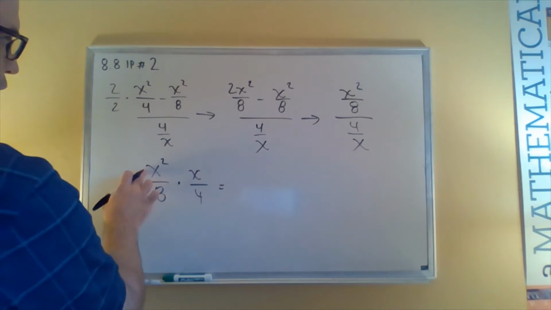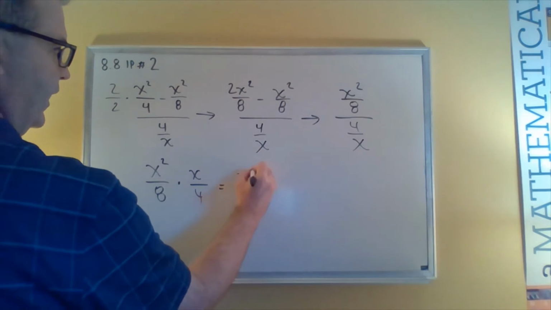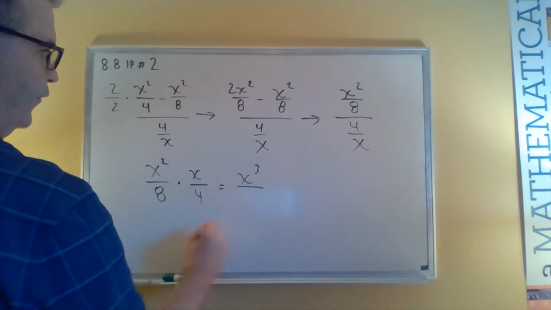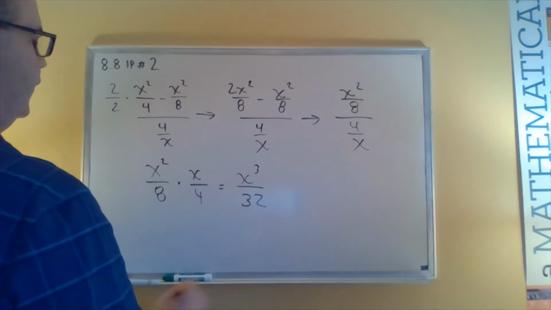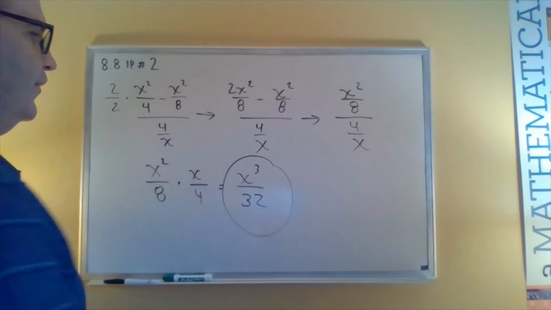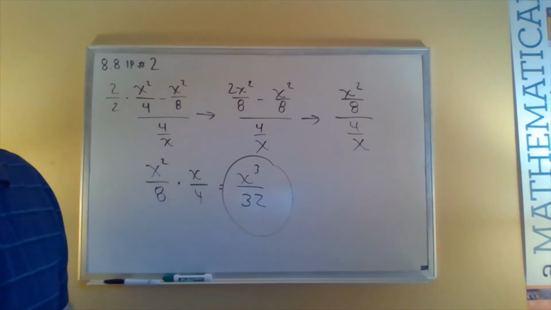So I'm going to combine these two. x squared times x is x cubed. 8 times 4 is 32. So my answer to number 2 is x cubed over 32.